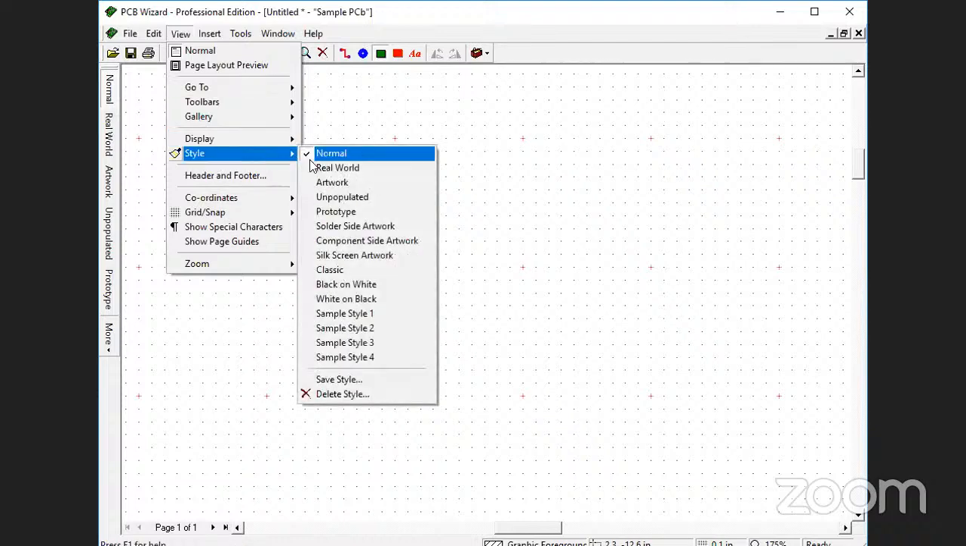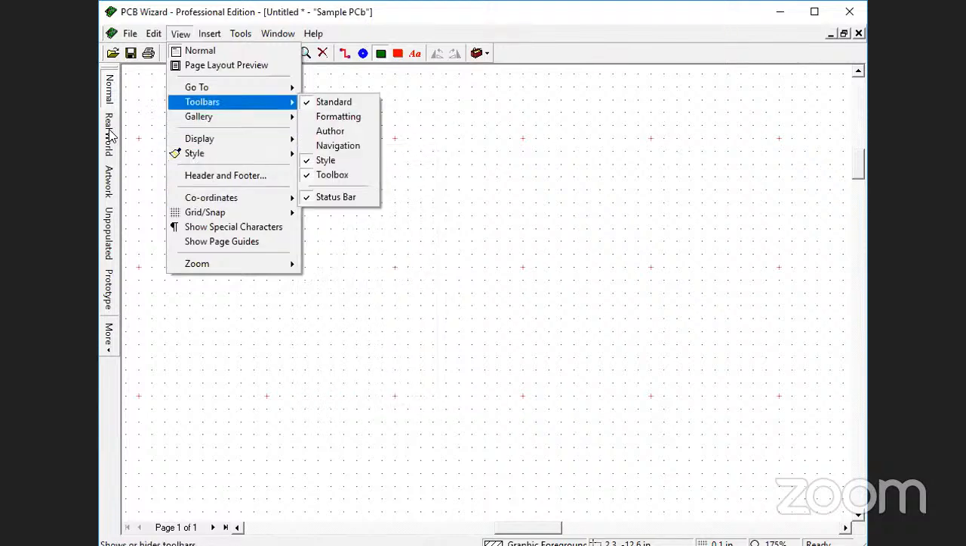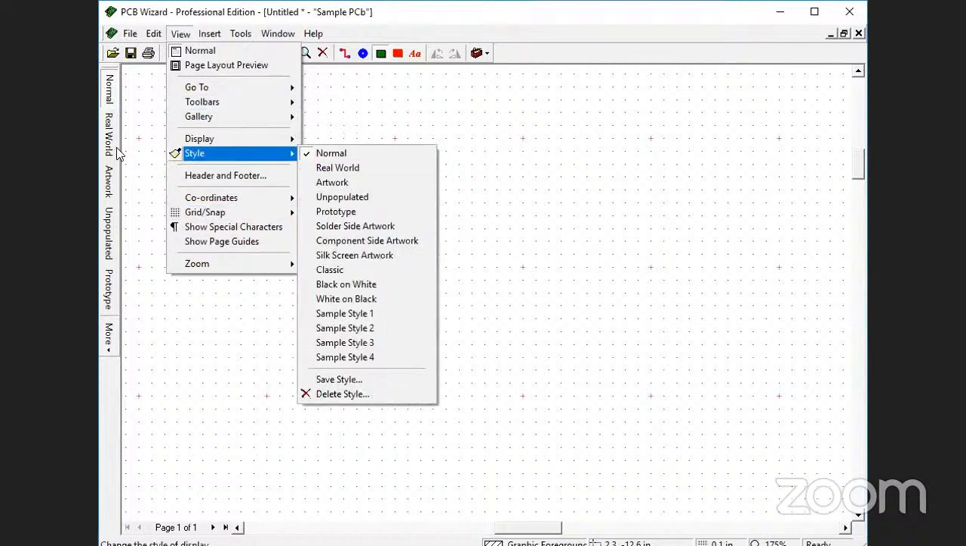Let me try to go ahead in the menu style. Let's say in the style, what exactly you wanted to see, right? Real world view you wanted to see, artwork you wanted to see, unpopulated device or prototype, solder side artwork, component side artwork, full screen artwork, classic artwork, or many things are there. Whichever you wanted to create, you can select from here and make use of that. It's up to you. The same things are available over here also. From here, in styles you can select what exactly the project should look like. That is called a style. What you wanted to observe from your project, that is called a style.